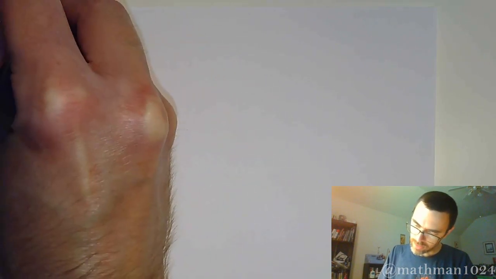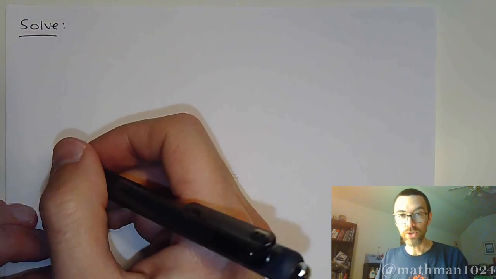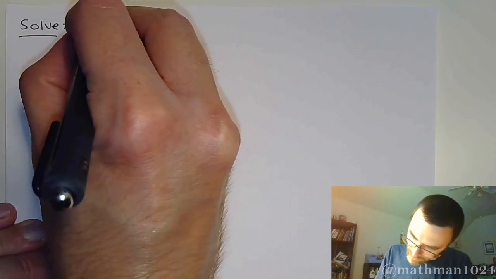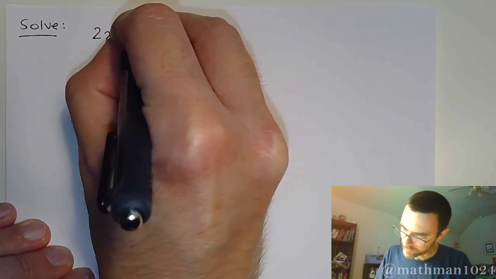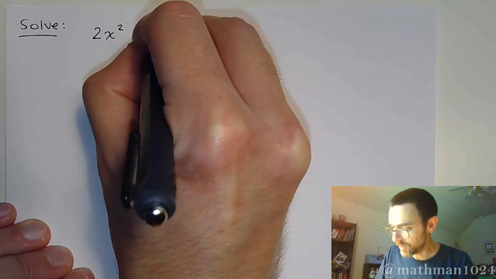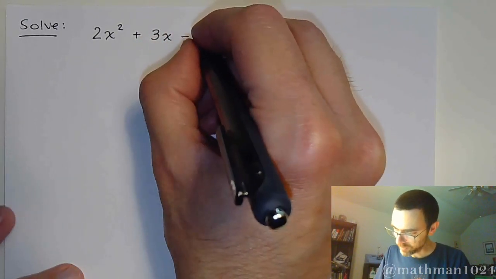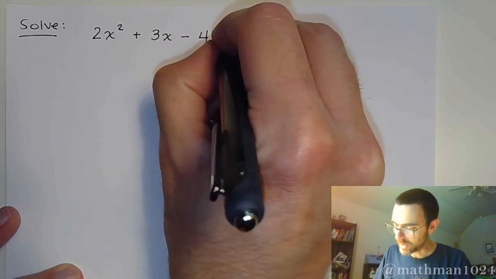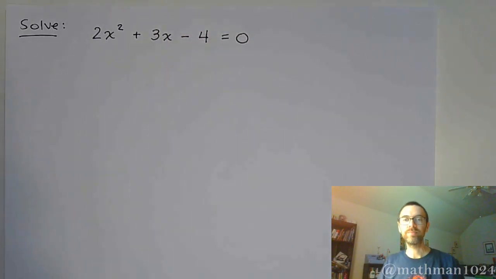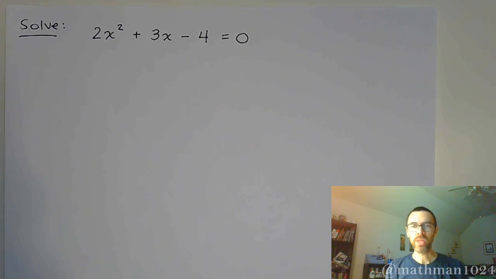All right. Let's see what happens when there is no preparation. If I take 2x squared plus 3x minus 4 is equal to 0. This is how I lose people. But we're going to get through it. It's going to be messy, but there is a point to this.